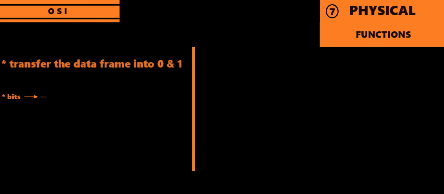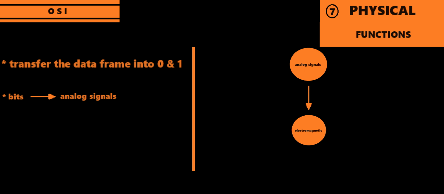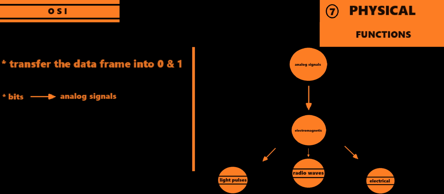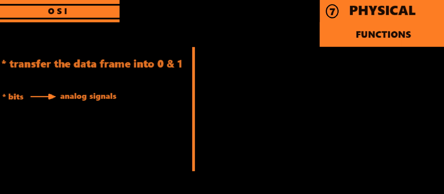Then it will transfer those bits into analog signals. There are many different kinds of analog signals, but the most commonly used one is the electromagnetic waves. The electromagnetic waves could be electrical signals through an electrical cable, or light pulses through an optic cable, or radio waves through the air. As we said, there are other types of analog signals rather than the electromagnetic, such as sound, vibrations, and pneumatics. After that, the physical layer will isolate those signals from one another, and finally send our message directly to the receiver's device.